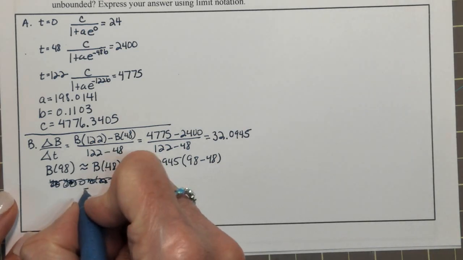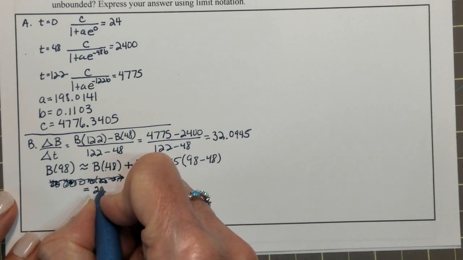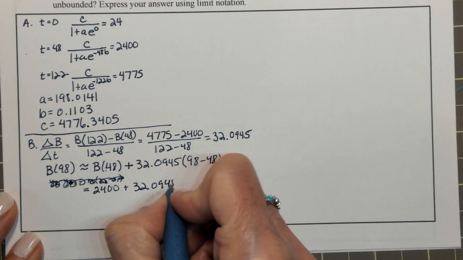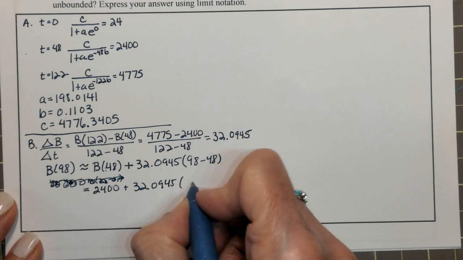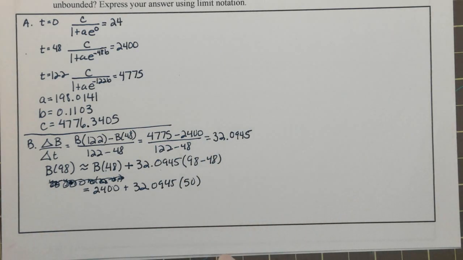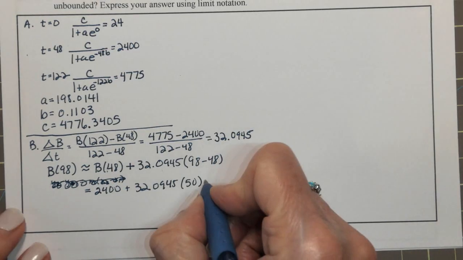Okay, so B of 48 is our 2400. 98 minus 48 is 50, but if you're unsure of that, and your brain might be tired at this point in the game, you might just want to let your calculator do that.